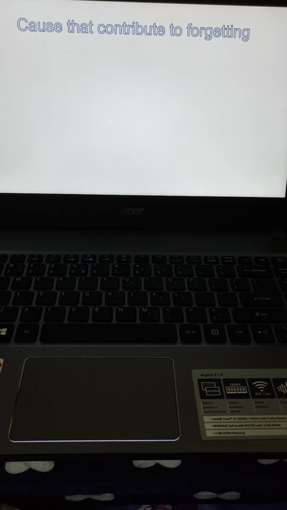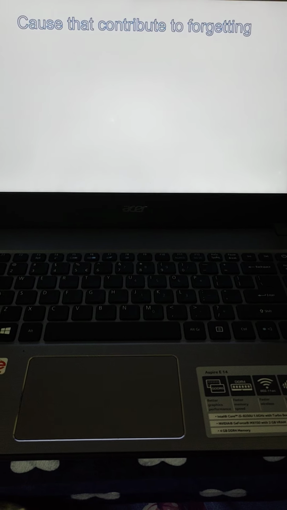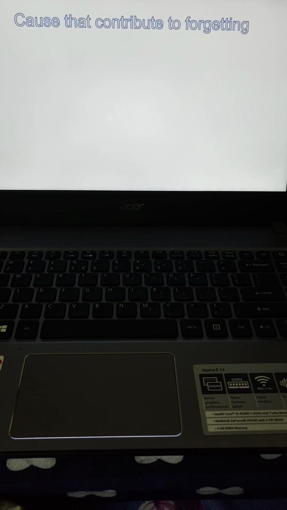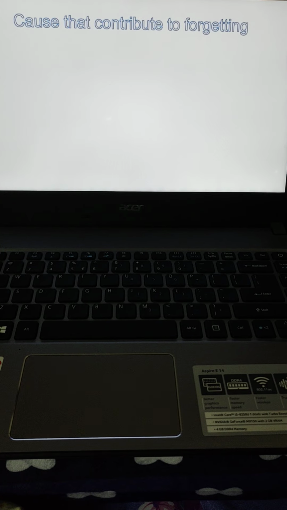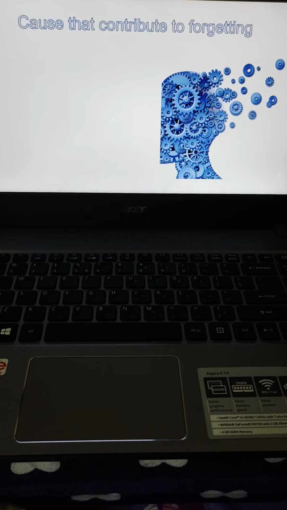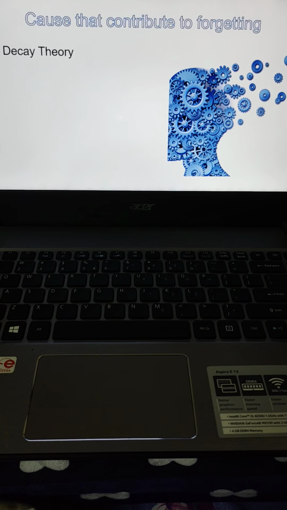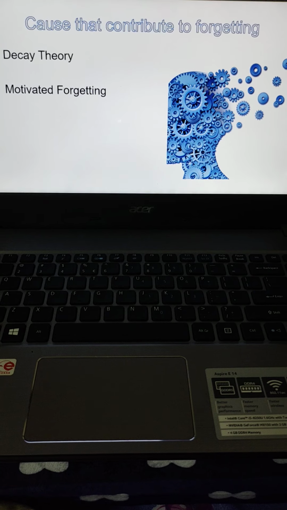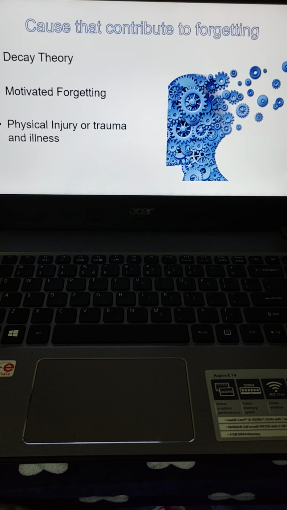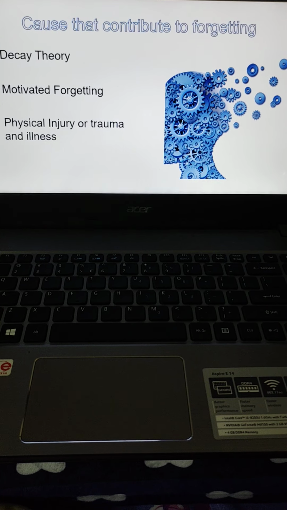As we can see, there are several causes that contribute to forgetting, but in my slides I just attached three of the main causes. The first cause will be decay theory, the second one will be motivated forgetting, and the third one will be physical injury or trauma and illness.